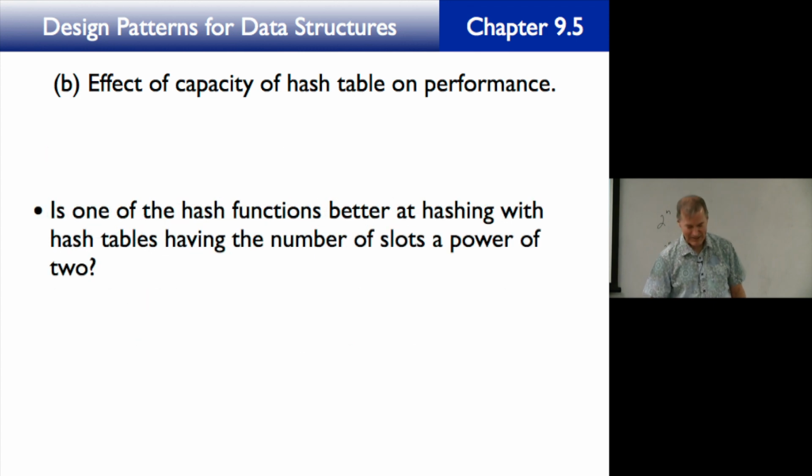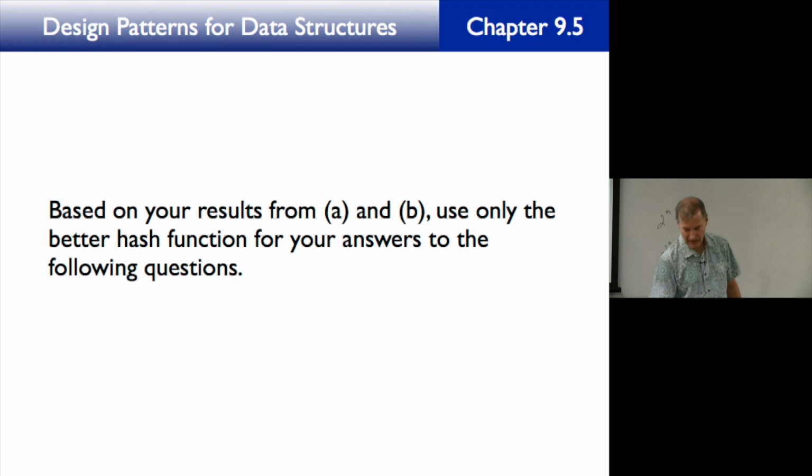Now, let me say one more thing. This is what we just said. Is one of the hash functions better at hashing with hash tables having a number of slots that is a power of 2? So this is comparing the two different hash functions under those conditions, right? Now, here's the thing, you guys. After you've answered those two questions, for parts C and D, you figure out which one is the best, right? I think you'll find that one of them will be consistently better than the other, maybe.